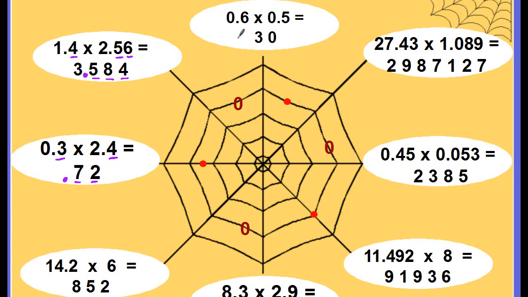Let's try 6/10 times 5/10. Again, same thing. Each factor has 1 decimal place value for a total of 2. So I need 2 in my answer. I start at the very last digit. There's 1, there's 2, then I place my decimal point.